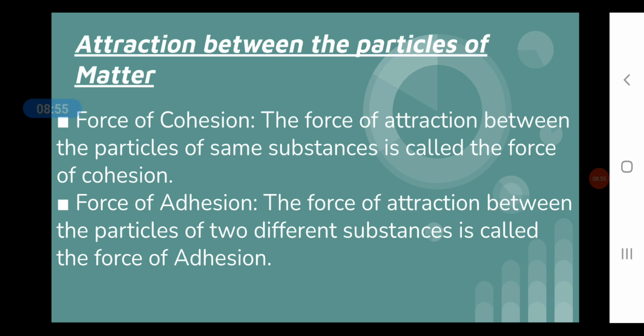Force of adhesion. The force of attraction between the particles of two different substances is called the force of adhesion. Now you take the example of water and glass. You take a glass tumbler and put water into it. You will see when you pour the water out into another vessel that some particles of water are still stuck inside the tumbler. This is because of the adhesive force between glass and water. So the water particles stick on the glass. So this is force of adhesion.